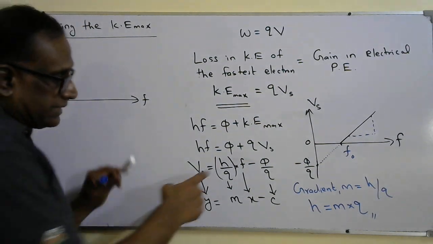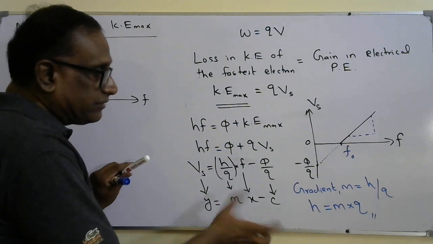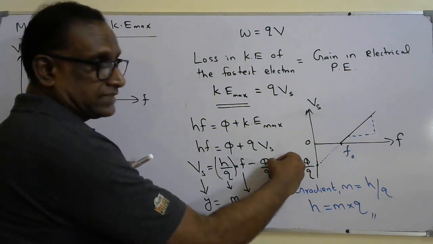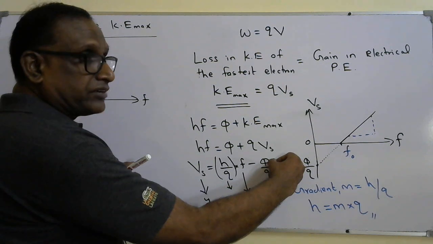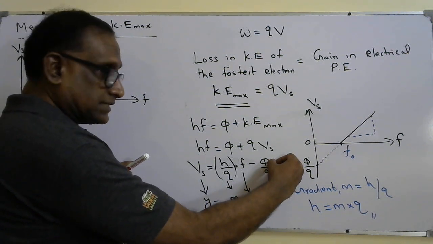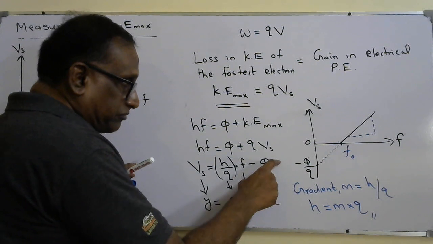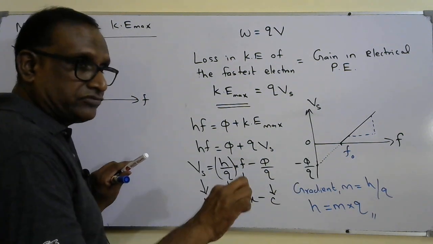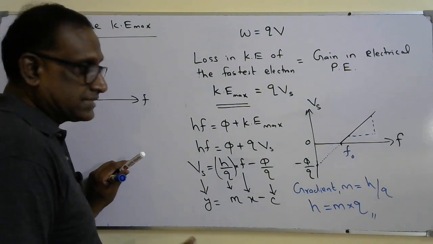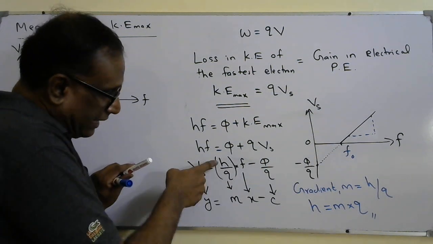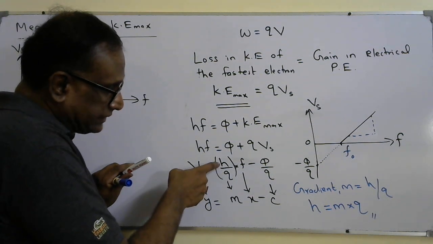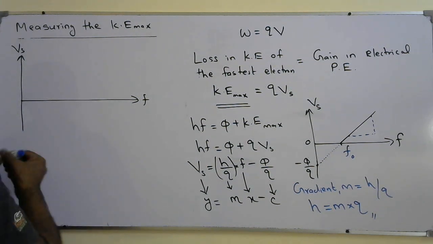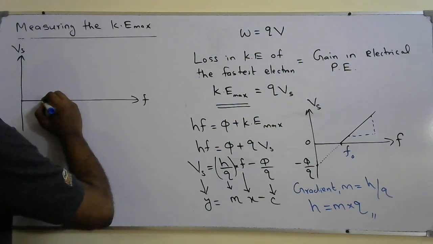Why are they parallel? You can see the gradient for all three graphs. Different photovoltaic cells just means they will have different work functions. That's the only difference. Different work functions mean phi equals hf naught, so different threshold frequencies. But all the practicals will have the same gradient h over q. h is constant, q is constant. So if you have used three different photovoltaic cells, you will get three different parallel lines.